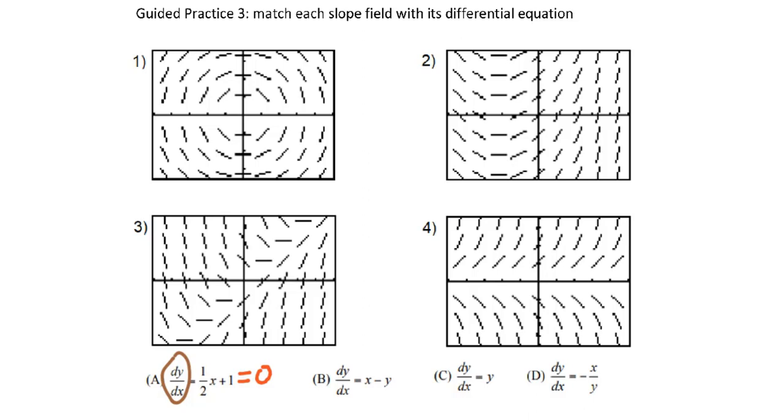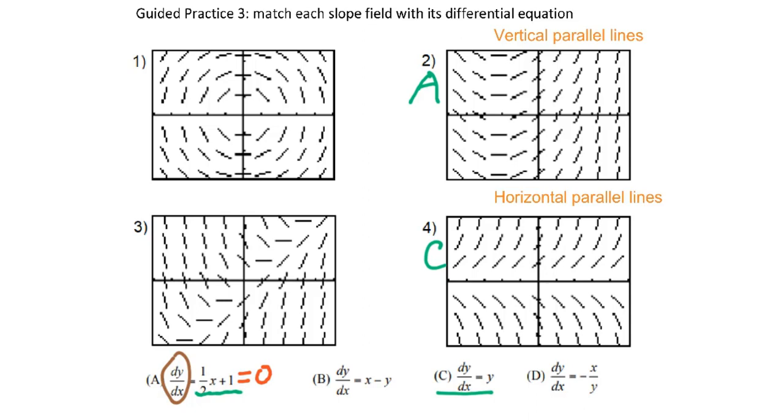And also, you need to check for A, there's no y in this equation. Therefore, it will be vertical parallel lines. Therefore, this is A. For C, we know it will be horizontal parallel lines. Definitely it goes to number 4, because there's no x in this equation.